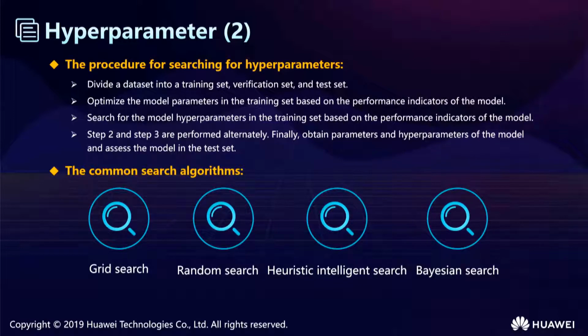There are four common search algorithms for hyperparameters: grid search, random search, Bayes search, and intelligent search. Grid search and random search cost a lot of time. We usually use Bayes search and intelligent search. We can also use linear regression to predict the parameters.